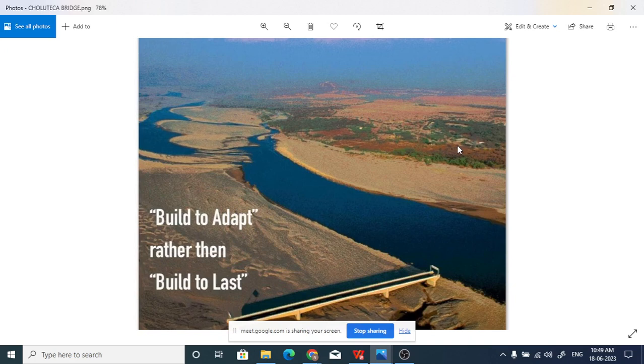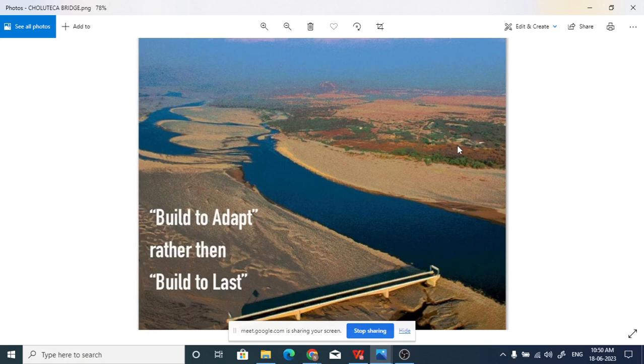So I will tell you the story out of this. It's an actual story. What happened was, this is in South America, in one country. There was a river, and due to rain it sometimes overflowed, and people wanted to cross the river from one side to another. So the government decided to build a bridge. They built the bridge, and the next year there was heavy rain. Because of the heavy rain, the river actually changed its path. The bridge was built on the river, but this time the river changed its path, so the bridge was useless now. That is why you have to build to adapt, not to build to last.